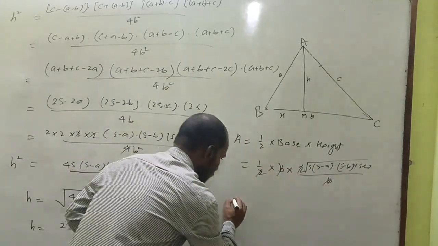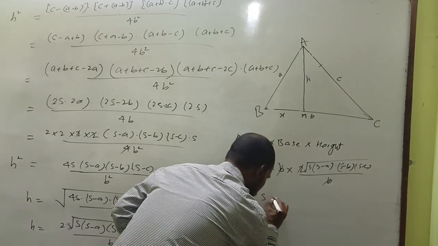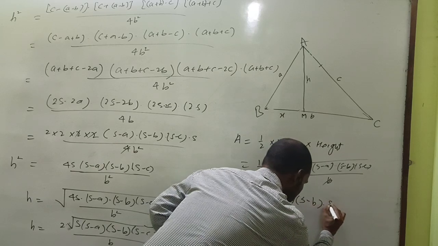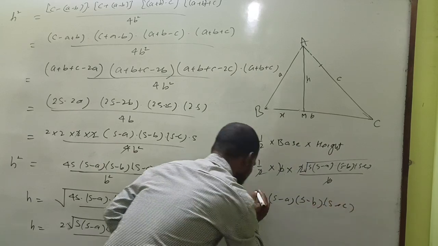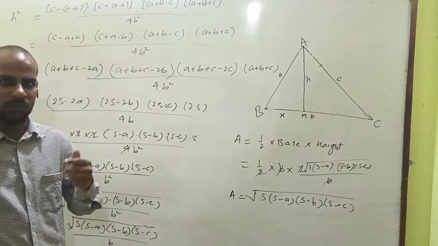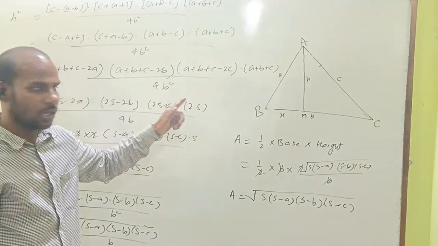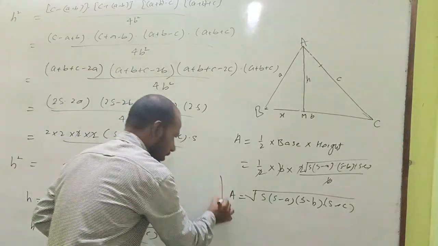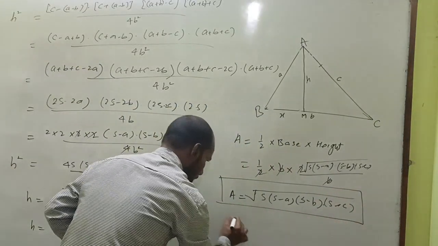So the value of area A is equal to under root s, s minus a, s minus b, and s minus c, and that is the formula of area of the triangle if the sides of the triangle are given in the form of a, b, and c, and this formula is called Heron's formula.